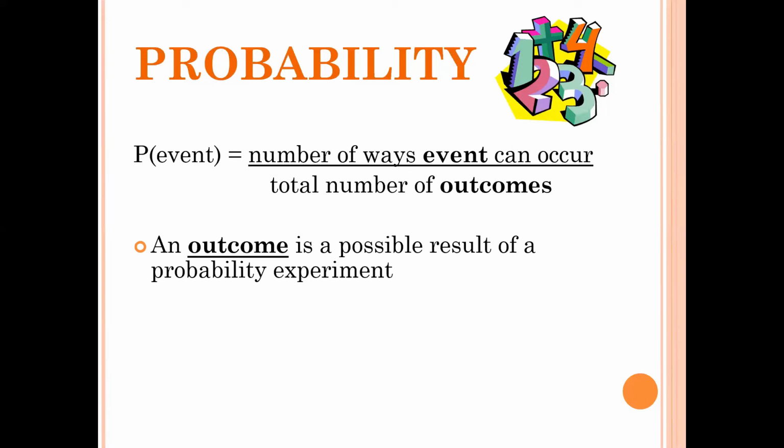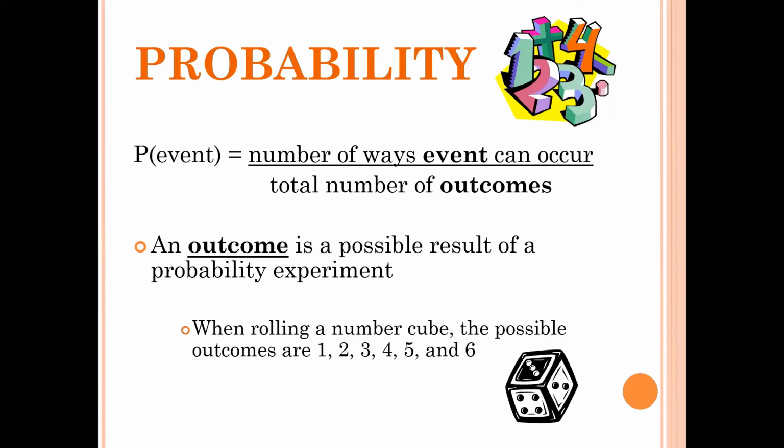In the case of tossing a coin, you only get two results: it could be heads or it could be tails. You cannot get anything else. So your total number of outcomes in that case would be 2. And the number of ways the event can occur divided by the total number of outcomes would give you the probability of an event. When rolling a number cube, the possible outcomes are 1, 2, 3, 4, 5, and 6.